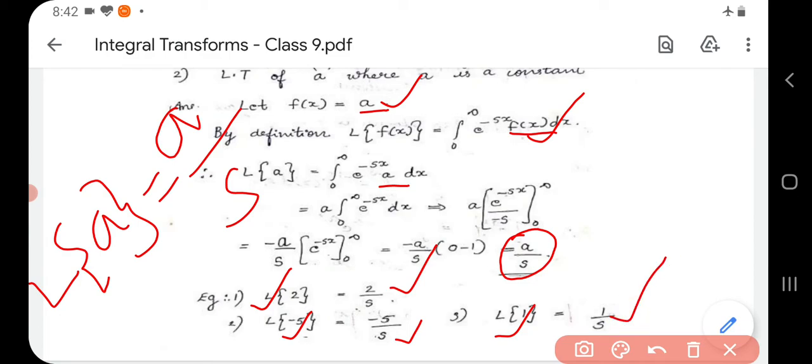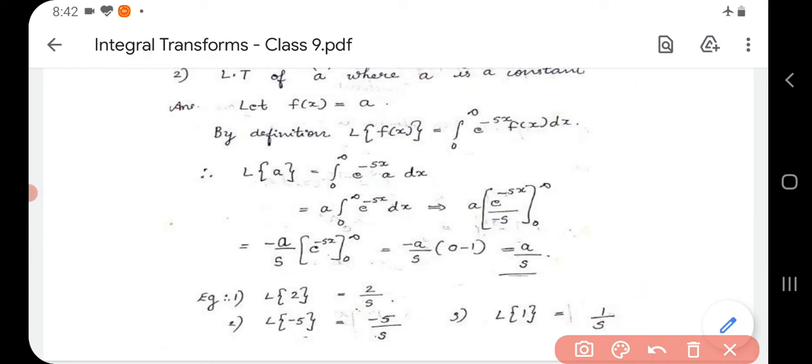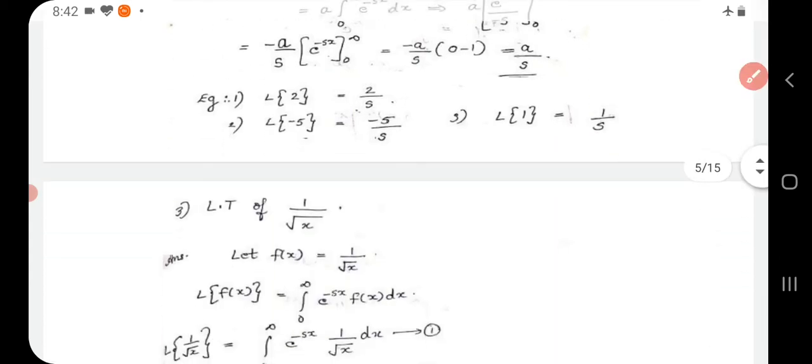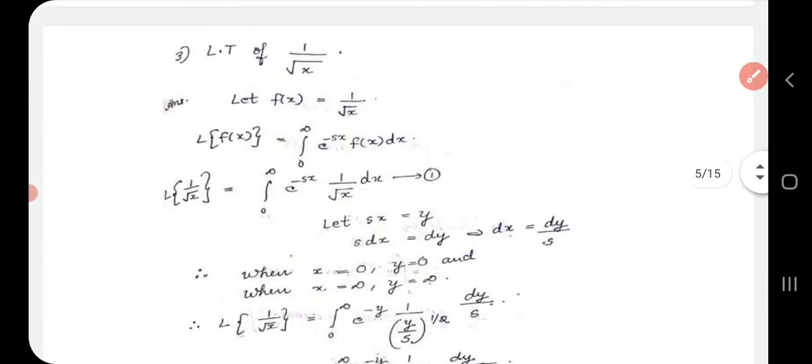Okay. So that is the next formula. Laplace transform of e raised to ax is 1 by s minus a. Laplace transform of a constant, say a, is equal to that constant, a, divided by s. So you have studied two formulas. Now, this is a possible derivation that can be asked separately. That is, find the Laplace transform of 1 by root x.